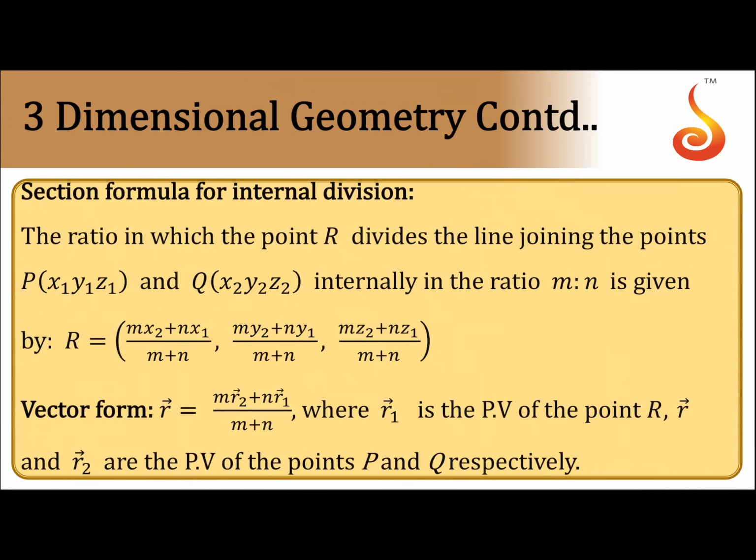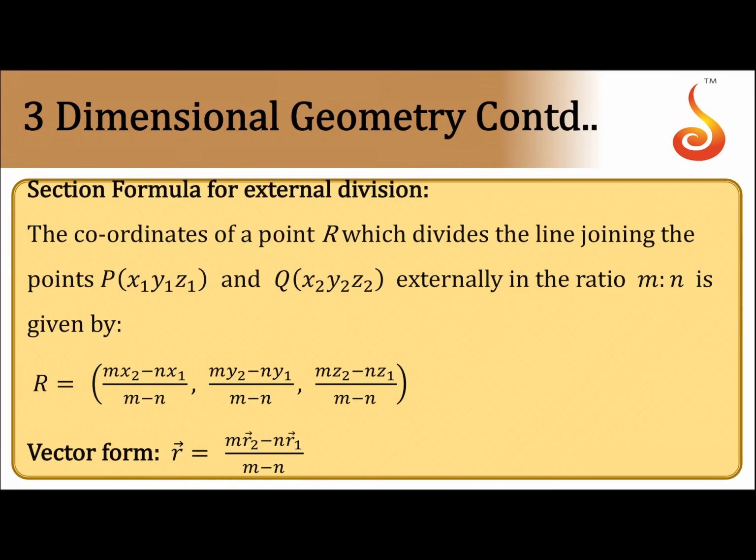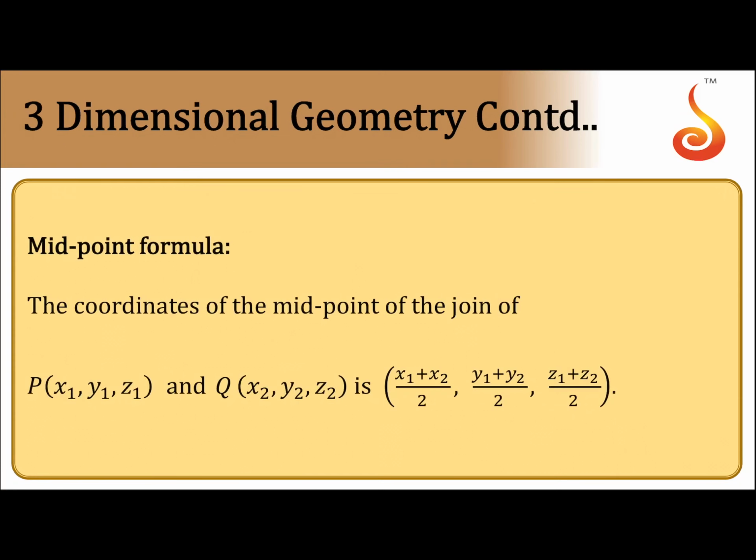Section formula is the same as the previous one: (mx2 plus nx1) by (m plus n). In 2-dimensional coordinate geometry, we will not have a z coordinate, only 2 coordinates. Same lines we follow. Similarly, the section formula for external division. Coming to the next, the midpoint formula: this is nothing but (p plus q) by 2, that is, (x1 plus x2) by 2 comma (y1 plus y2) by 2 comma (z1 plus z2) by 2.